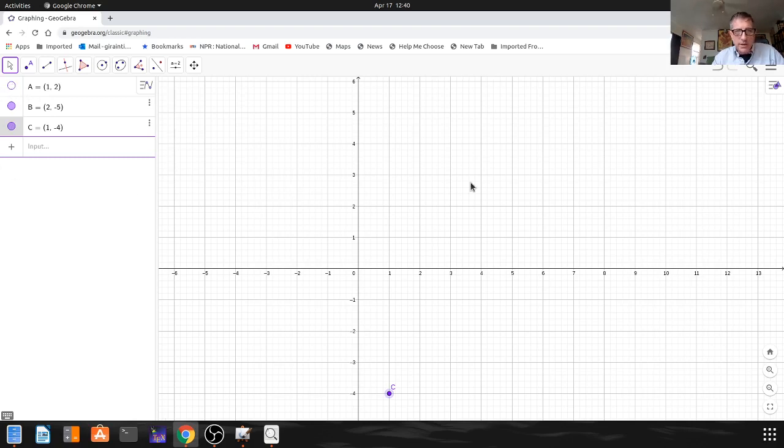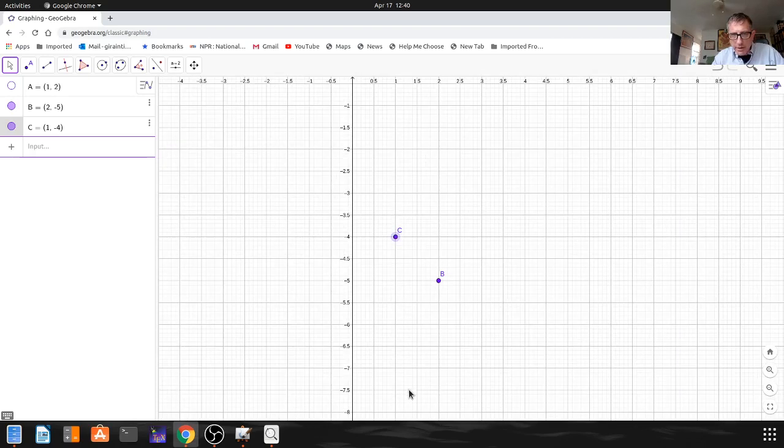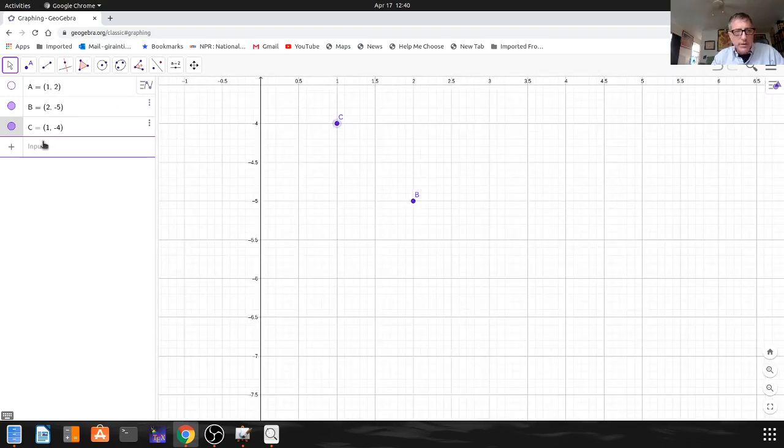2 and minus 5. Oh, here they are. There they are down there. So this is the point. B is the point 2, minus 5. And C is the point 1, minus 4.